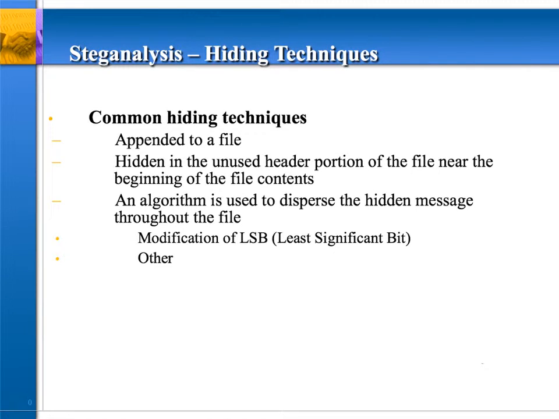Common hiding techniques are appending to a file, hiding in the unused header portion of a file near the beginning of the file content, and using an algorithm to disperse the hidden message. The one we're going to use tonight is called LSB, the least significant bit, where basically for every byte of a picture it replaces one bit with file data until it's completely saturated in the image.